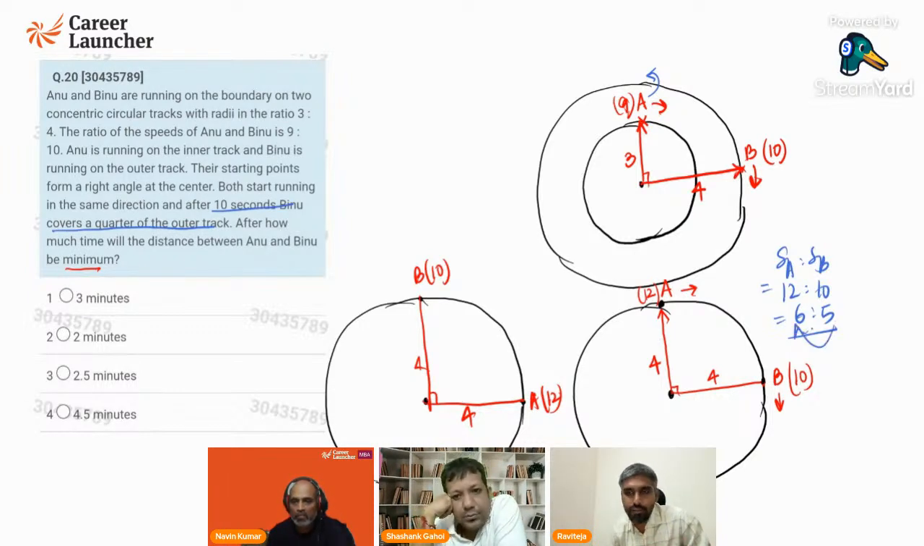At the speed 6 is to 5, by the time Binu will cover 5 quarters, Anu will be covering 6 quarters, and both of them will be at the same point. That is the understanding primarily here. Let me show them. So I'm going to divide them into 4 quarters.